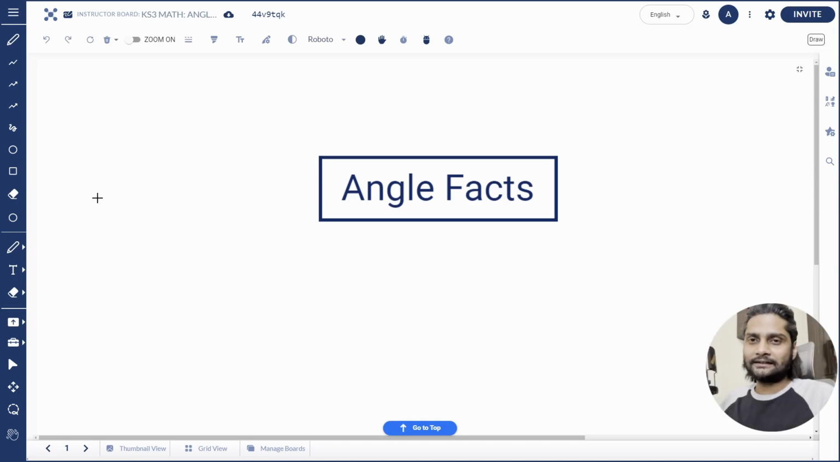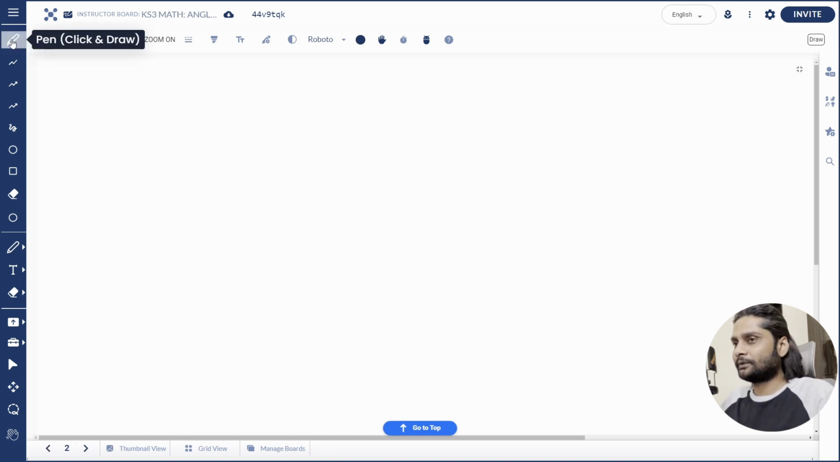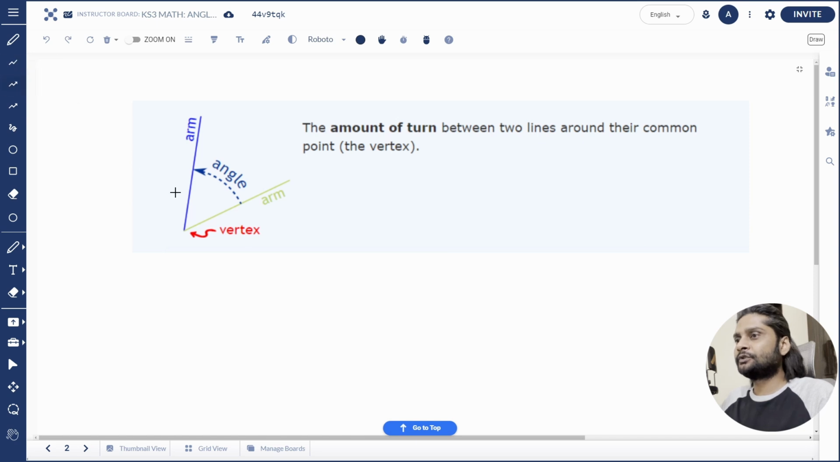Hello dear students, in this lesson we are going to talk about the angles. Let's first continue with the definition and how an angle looks like. So it's made up of two lines, arms, or you can say rays. Ray is more appropriate word to use here.